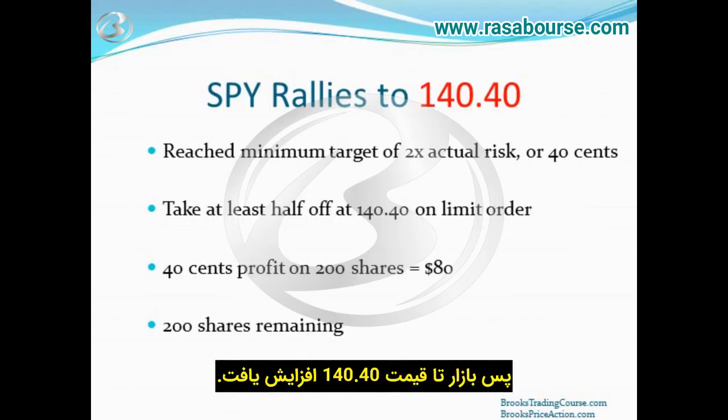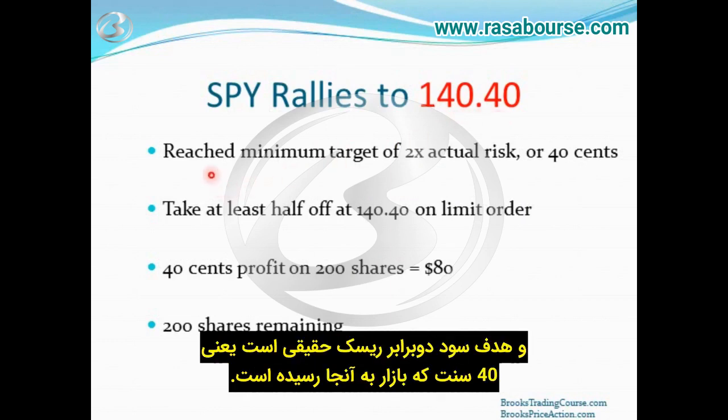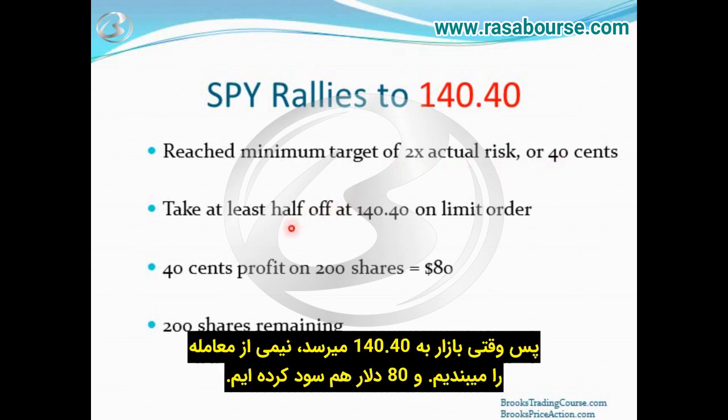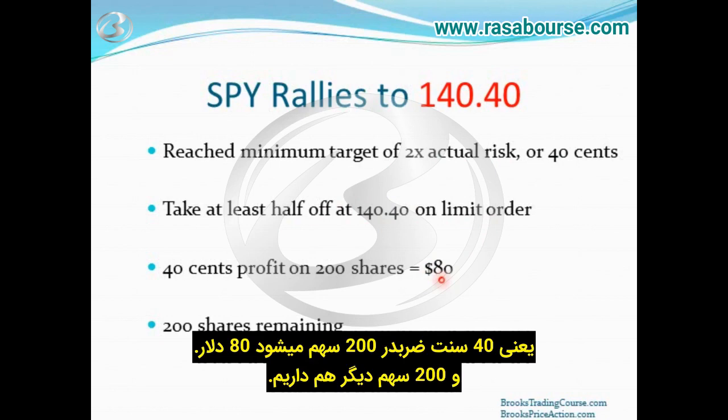So the market rallied to 140.40. It reached the minimum target of 2 times the actual risk, or 40 cents. You take half off, 200 shares at 140.40 on a limit order, and you have so far locked in $80 profit: 40 cents times 200 shares. You have 200 shares remaining.